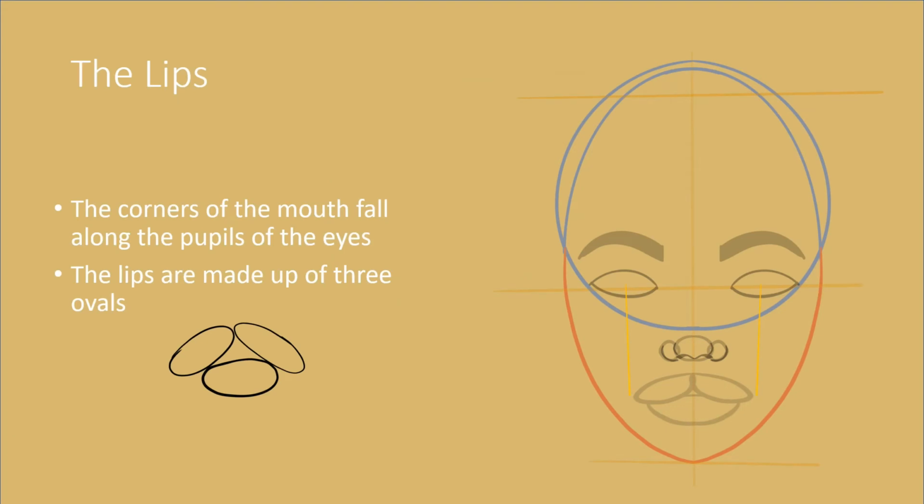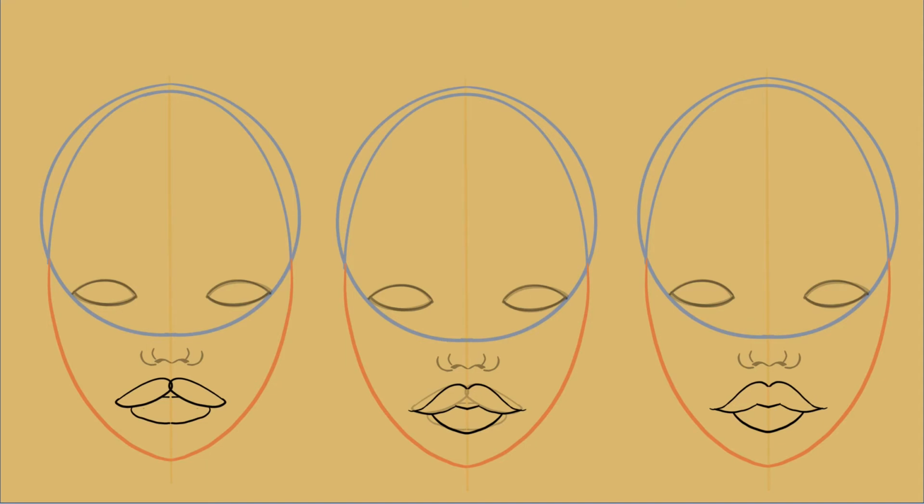And then once you get your nose done, you can go ahead and begin the lips, and the lips align with the pupils of the eyes. And the lips are made up of 3 ovals. So with that, you'll want to have 2 ovals on the top to indicate the upper lip, and then 1 oval on the bottom to indicate the lower lip. And here is just a step-by-step of how I use those ovals to map out the lips. And then once I started finishing up the lip, I went ahead and erased the lines, therefore finishing up with a completed lip.